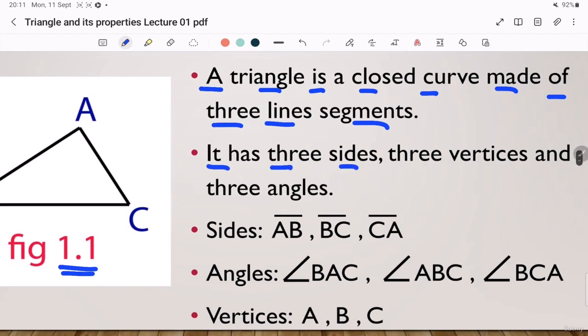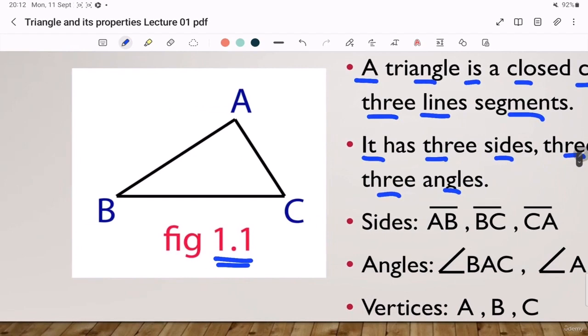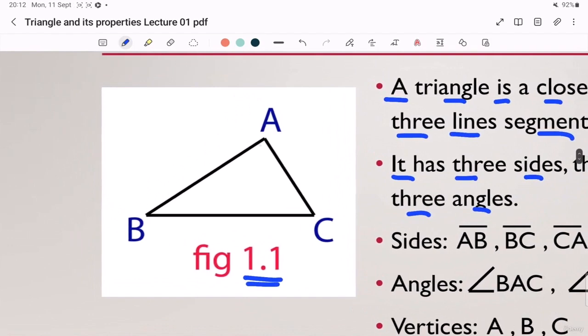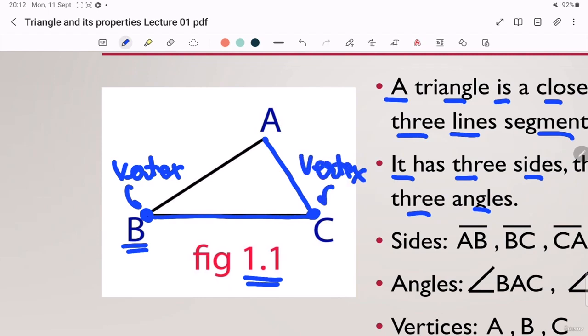It has three sides, three vertices, and three angles. See, this is a line segment and this is also a line segment. These two are joining at this point. So this point is called the vertex. Since we have named this vertex as B, so this is vertex B. This is a line segment and this is a line segment. Both are meeting at this point. So this is vertex. Since it is named as C, therefore it is vertex C.